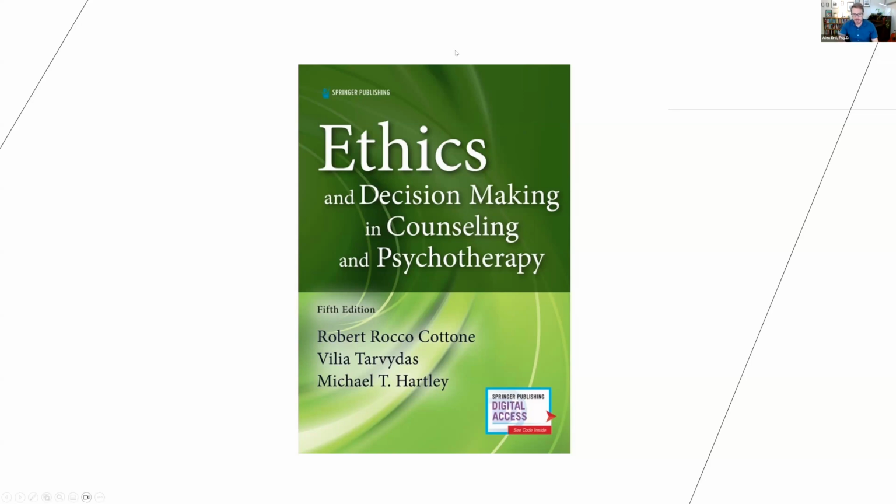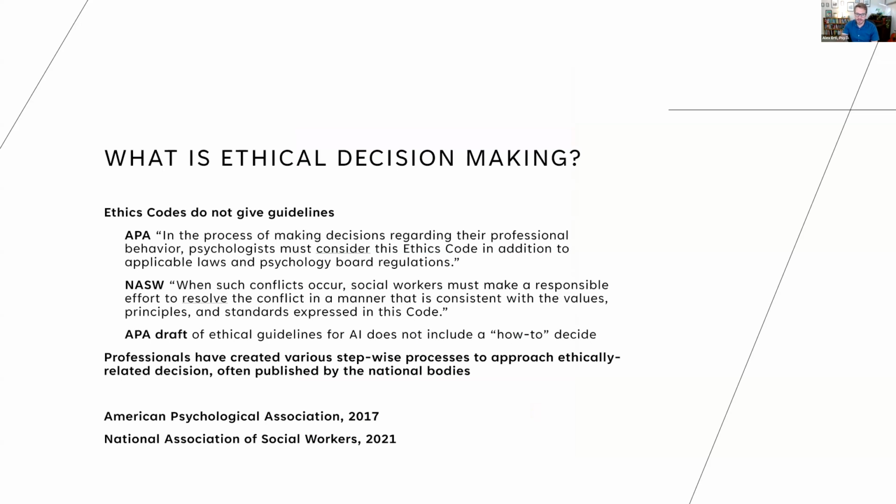So, what is ethical decision making? If we look at various ethics codes, we recognize that there is not a stepwise guide for how to make these decisions and how to apply ethical standards. I looked at a passage in the APA Code of Ethics, and it says, in the process of making decisions regarding their professional behavior, psychologists must consider, and I underline that word, recognizing I think that's the only verb in this. Psychologists must consider the ethics code in addition to applicable laws and psychology board regulations. So if we look at the code itself, the only guideline is telling us to consider something.